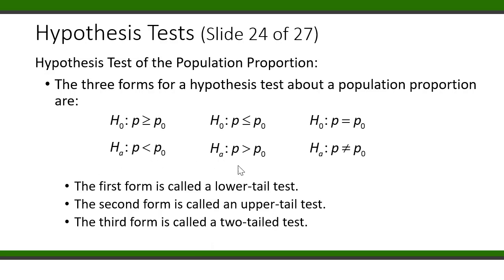And you could think of this as the upper is that when the alternative, when the population proportion is going to be bigger than the sample. Same here, it's less than for your alternative. That's one way to identify if it's a lower tail or upper tail.